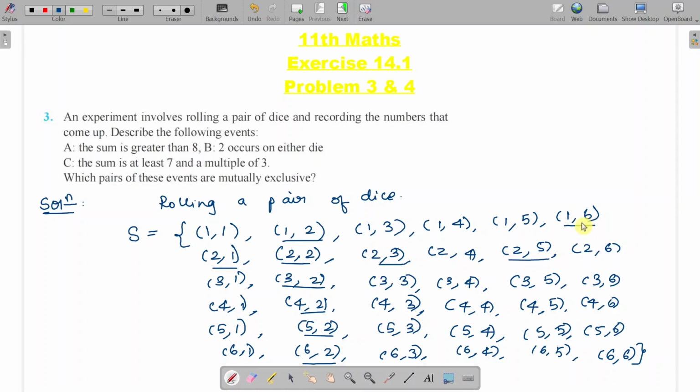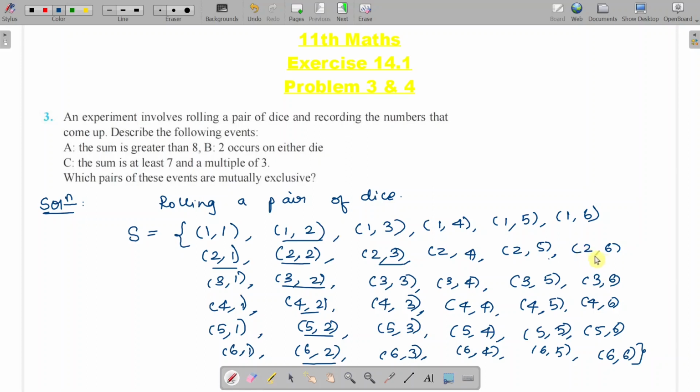1 comma 6 will be there because 1 plus 6 is 7, 2 comma 5, and it should be a multiple of 3. So this will not be there, right. The sum is equal to 7, but it is not a multiple of 3, okay. This also will not be there, right, because 7 is not a multiple of 3. 2 plus 5 is 7. 7 is not a multiple of 3, okay.